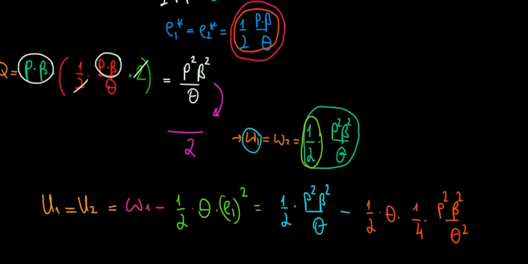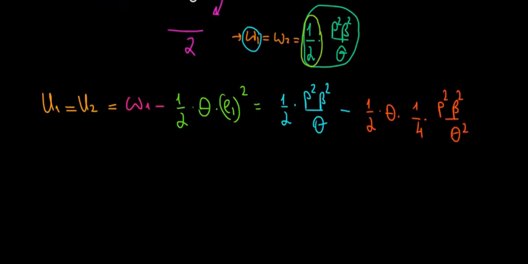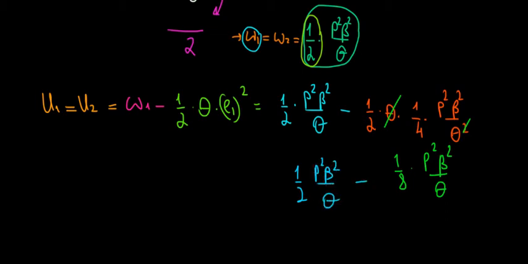Okay, let's keep solving. We have to cancel out some stuff over here. Theta with theta, theta and theta will go away. 1/2 times 1/4 is 1/8 times p square beta square divided by theta. And we also have the other term. Let's write it as well. We have 1/2 p square beta square divided by theta. We subtract them. What can we see here?